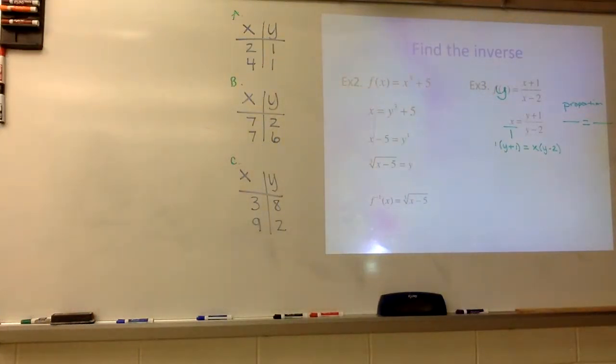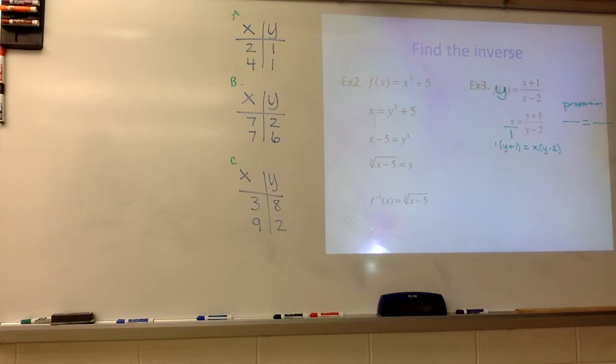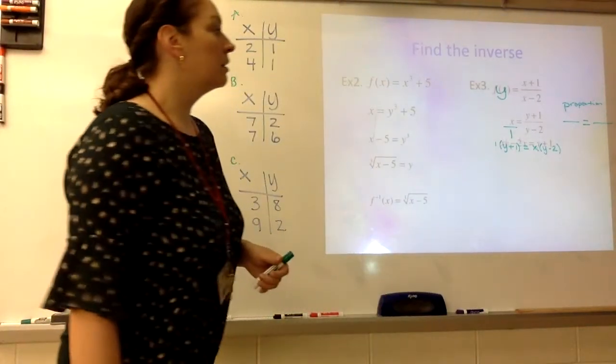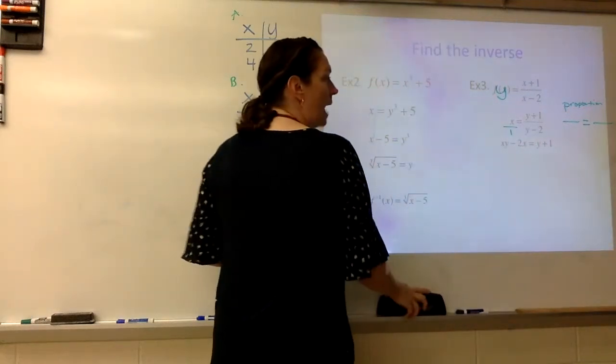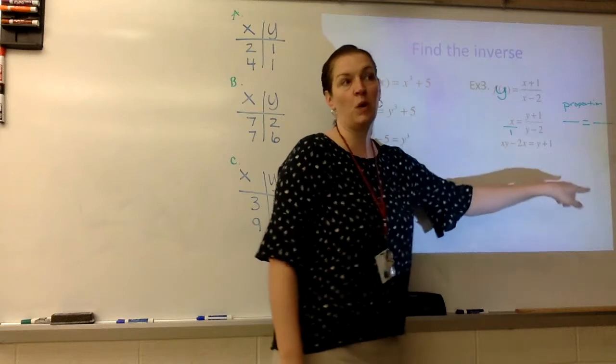Now, following PEMDAS, when we're on this green line of work, we need to get rid of parentheses. How would we do that? Distribute, okay? When we distribute, we're going to be left with 4 terms. I'm going to erase this line right here so you can see it. I'm going to be left with xy minus 2x, a y, and a plus 1.